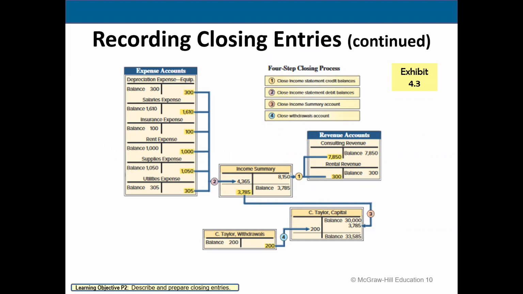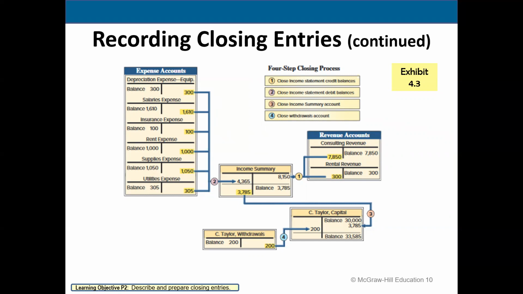The way we do this is with our credit balances, which would be our revenue accounts. The revenue accounts will have a credit balance at the end of the month, because that's their normal balance, and that represents positive revenue that we've earned. So to make the balance of the revenue account zero, if it has a credit balance of 7,850, all we have to do is debit that account 7,850.